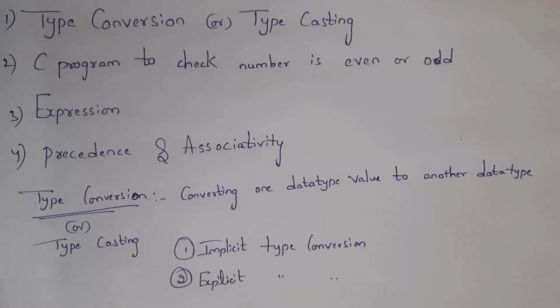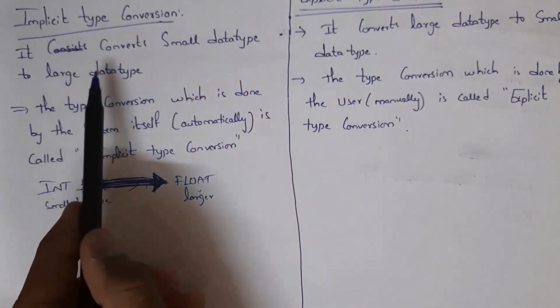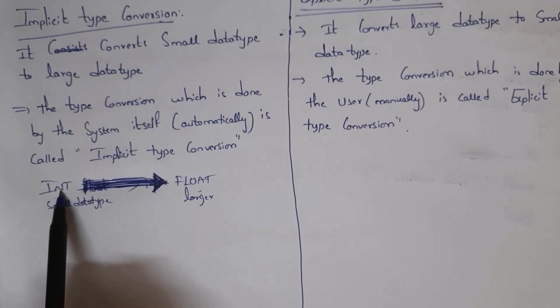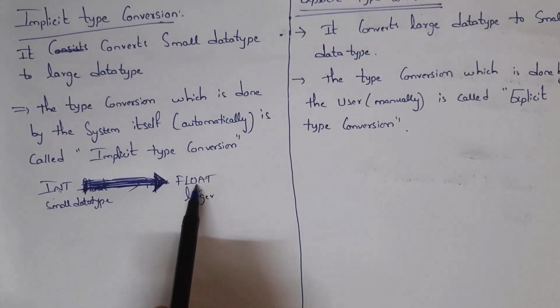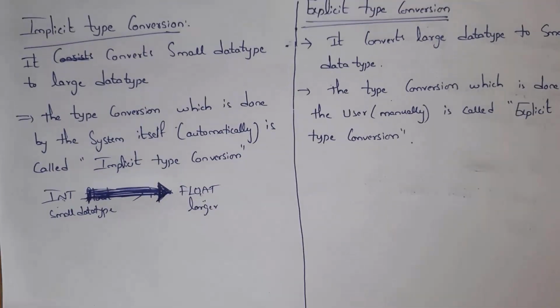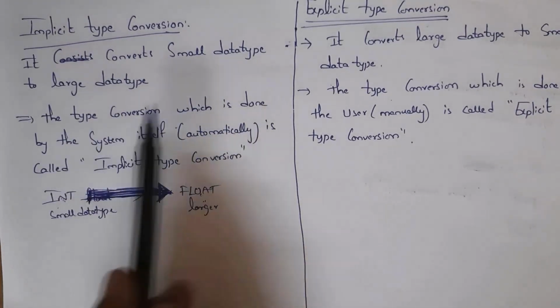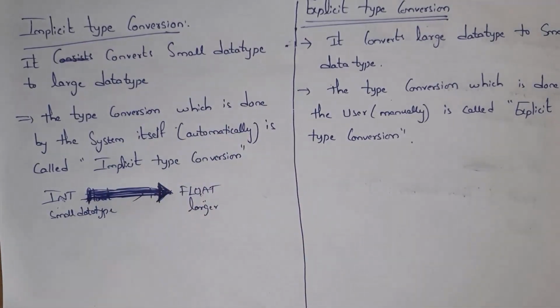Now I will explain what is implicit type conversion. Implicit type conversion converts a smaller data type value to a larger data type. For example, integer is a smaller data type. So if we convert this integer to a larger data type like float, then we call it implicit type conversion. In implicit type conversion, converting one data type to another is done by the system itself automatically. So the definition of implicit type conversion is: the type conversion which is done by the system itself automatically is known as implicit type conversion. I will give one example so that you can clearly understand what is implicit type conversion.